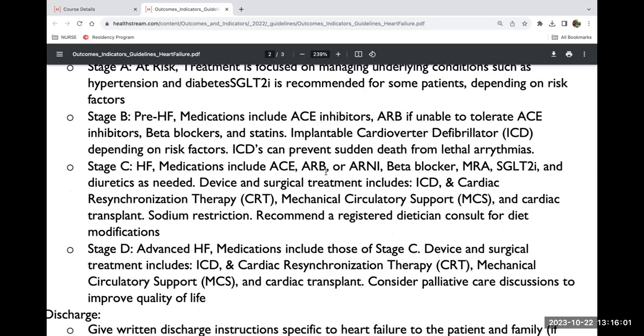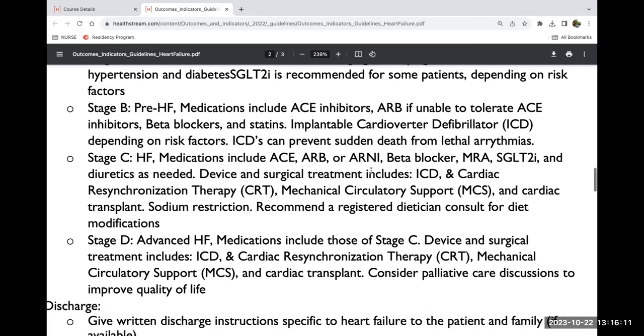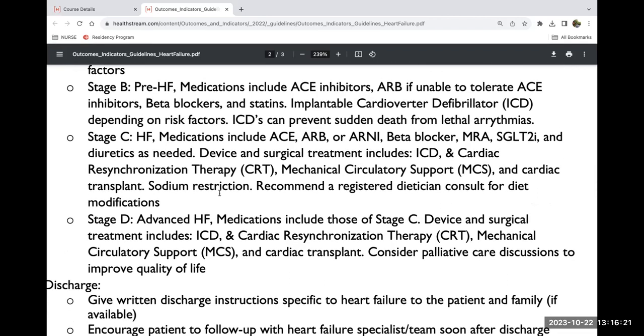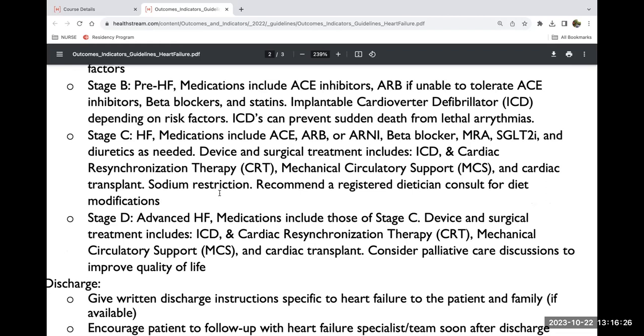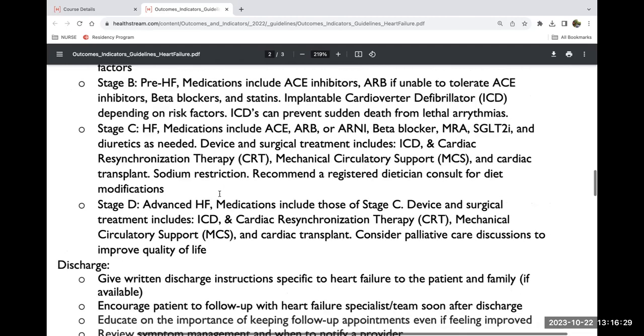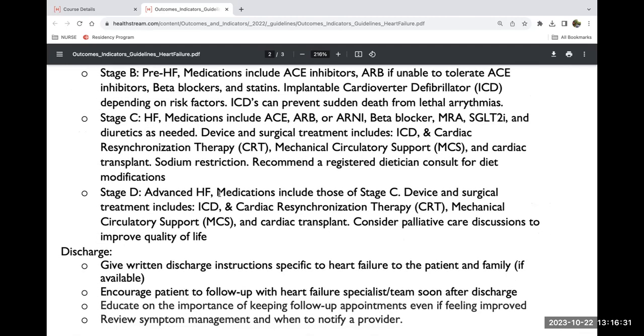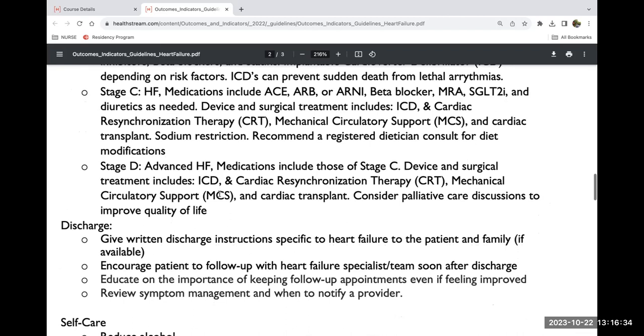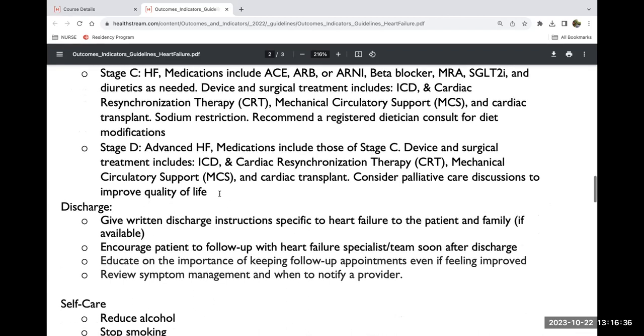Stage C, heart failure. Medications include ACE, ARB, or ARNI, beta blocker, MRA, SGLT2I, and diuretics as needed. Device and surgical treatment includes ICD, cardiac resynchronization therapy, CRT, mechanical circulatory support, cardiac transplant, sodium restriction, and a registered dietitian consult for diet modification. Advanced HF medications include those of stage C, plus device and surgical treatment.